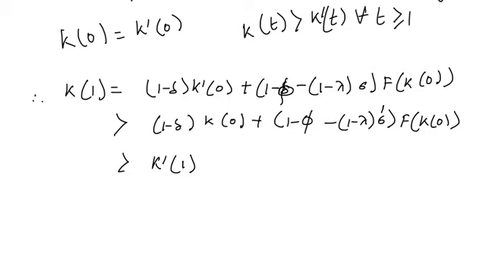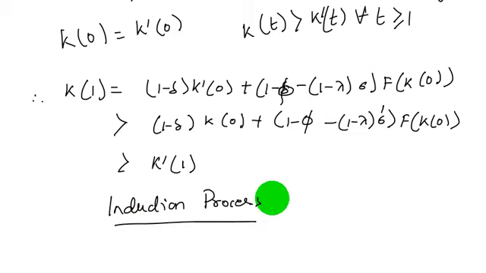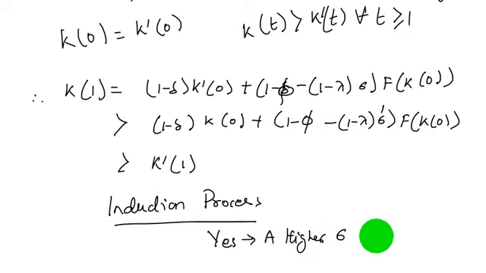Hence, we have proved that k1 is greater than k dash 1, and following the induction process you can prove this very easily, and hence we can say yes, a higher sigma leads to a lower value.